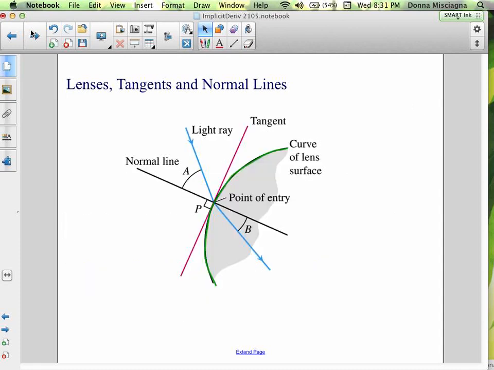So here's my picture. Right? So the green there is the curve of the lens surface. You can think of lenses on a microscope or a telescope or glasses, right? Or your eyeball, right? And then the light enters. So the tangent line is the line that touches the curve at the point of entry. It just touches at one point, and then the normal line is perpendicular to the tangent line, right? So they create right angles, right? And so often we're interested in that normal line that's perpendicular to the tangent to the curve.